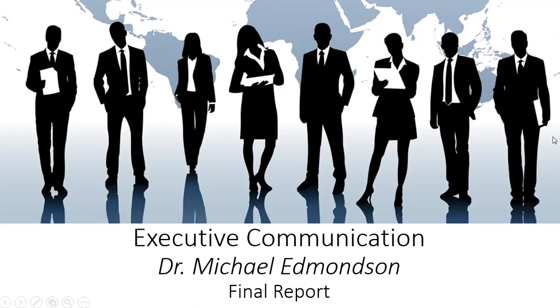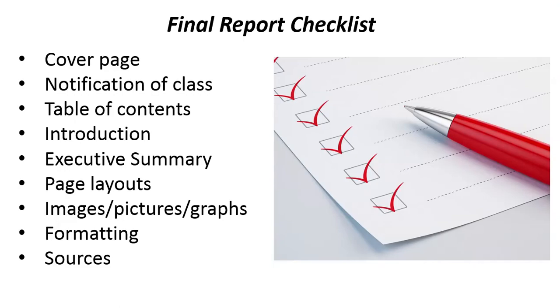It's important to remember because we're now moving on to the next phase of the class, the final part of the class, after we submit the final report. So this is a checklist. It includes numerous things that you've got to be careful of and include: a cover page, notification of class, table of contents, introduction, executive summary, page layouts. We'll talk about images, pictures, and graphs, formatting, and sources. So, watch this a few times to make sure that you check off each item on the list.